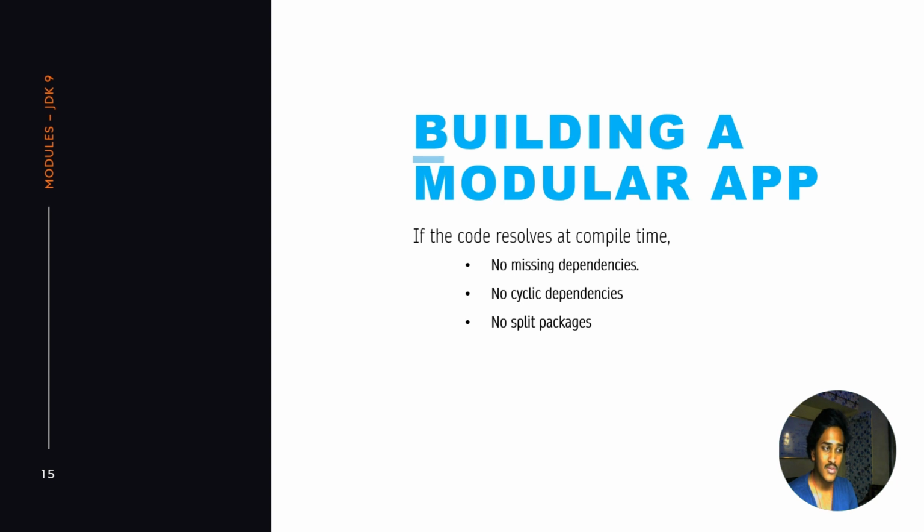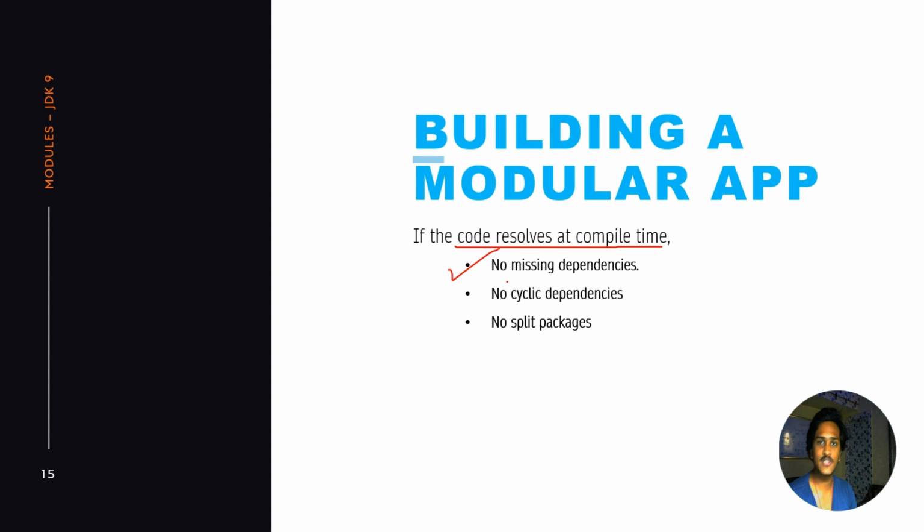Well, if your code resolves at compile time in a modular application, you would have no missing dependencies. This means if project B requires some modules from project A, there won't be any missing dependencies, because it would be checked at compile time for those dependencies itself on the fly.